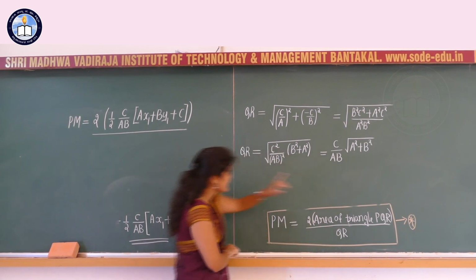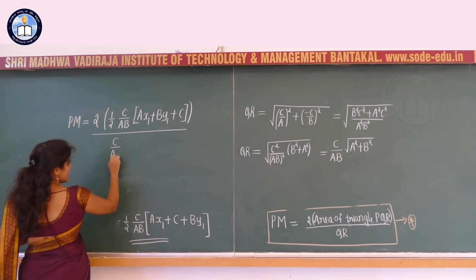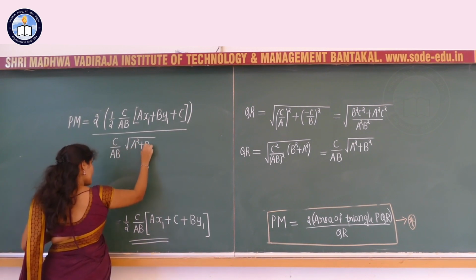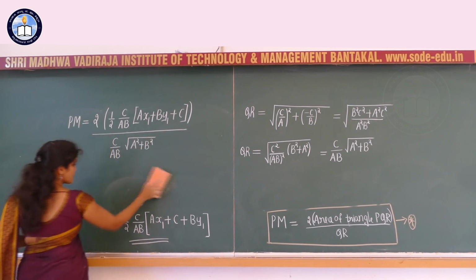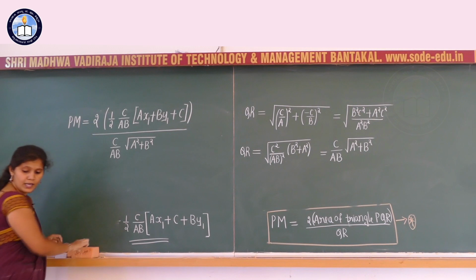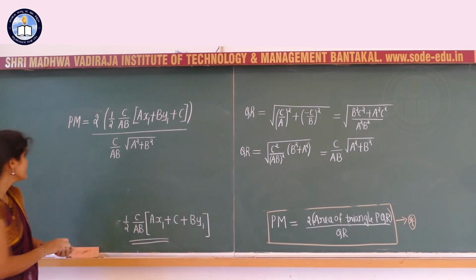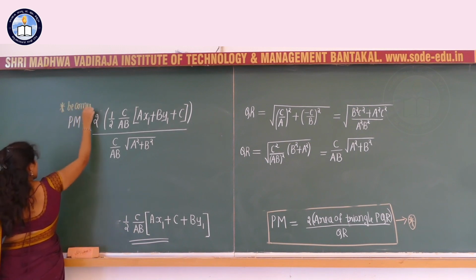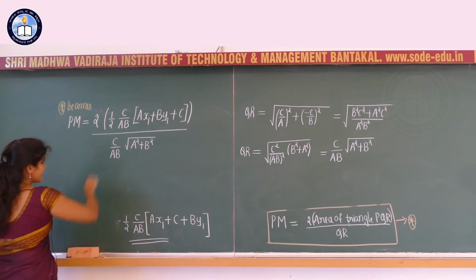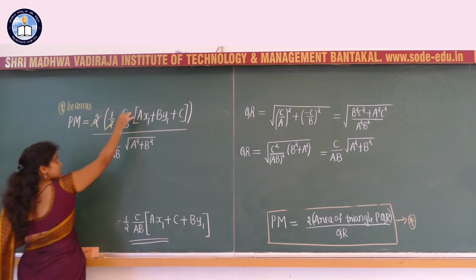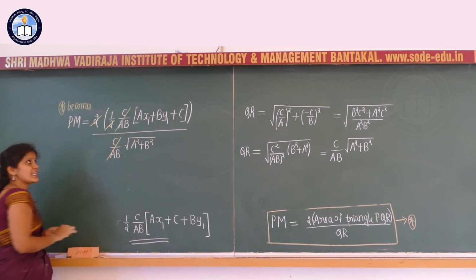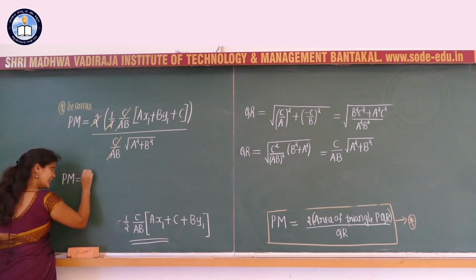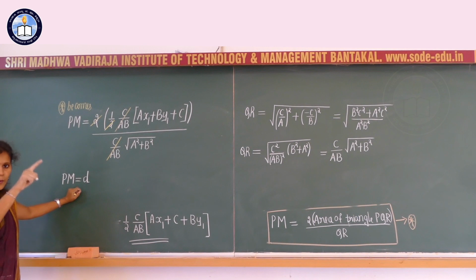Distance between Q and R is nothing but C divided by A into B into square root of A square plus B square. This is obtained by substituting the value of the area of the triangle PQR and QR in the equation star. So the equation star becomes like this. Now we can cancel: 2 cancels with 2, C divided by AB cancels with C divided by AB, or I can write it as PM. PM is nothing but small letter d, that is the distance from the point to the line.